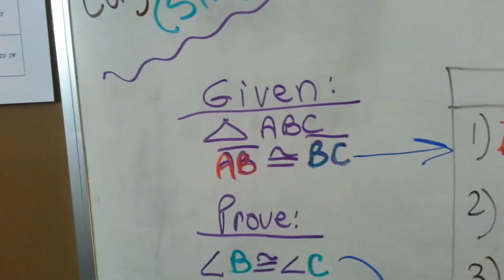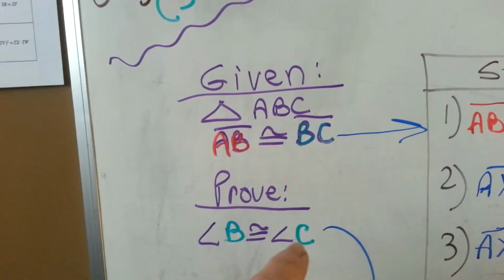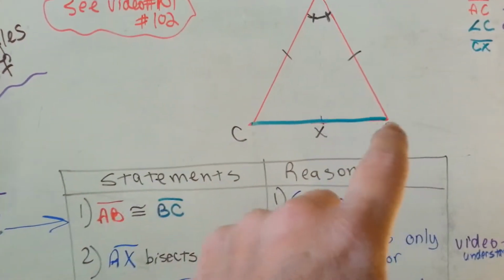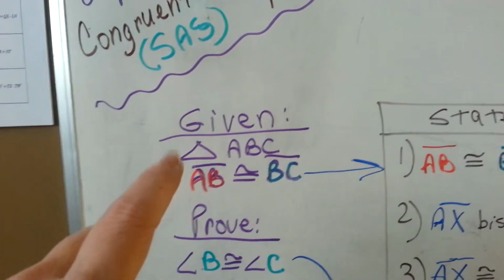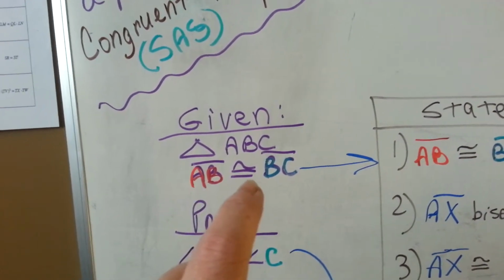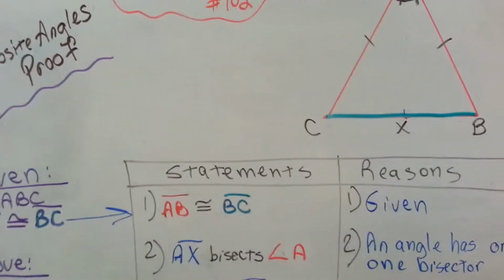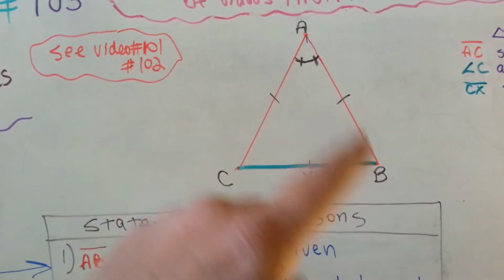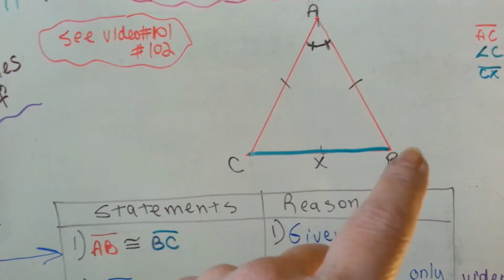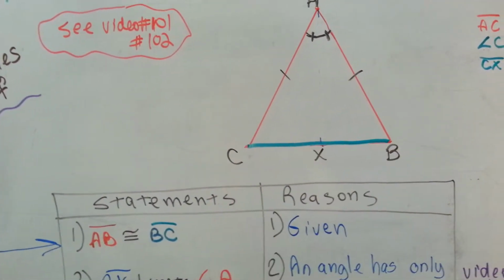So, what is it that we're trying to prove? We're trying to prove that angle B is congruent to angle C. That this angle and this angle are congruent. So here's the given. In triangle ABC, the segment AB is congruent to the segment BC. The red one is congruent to the green one.